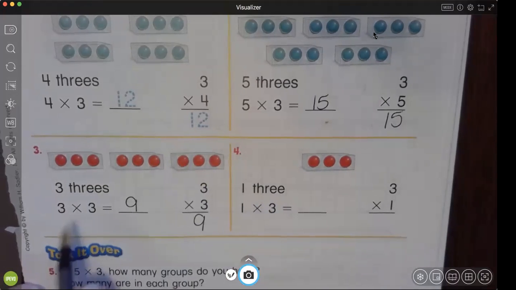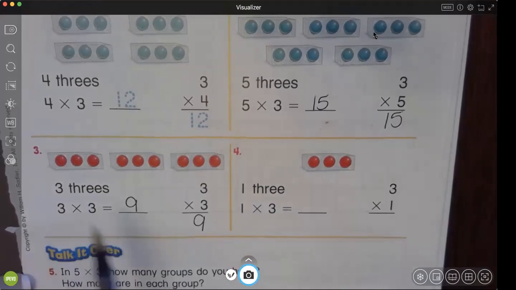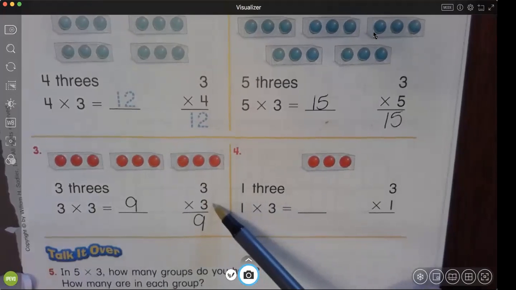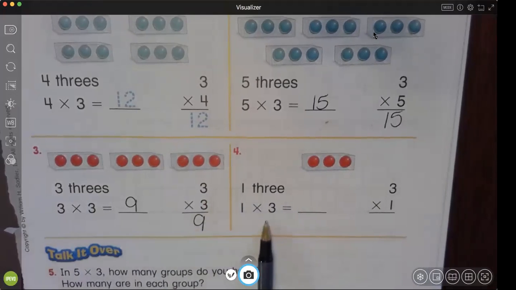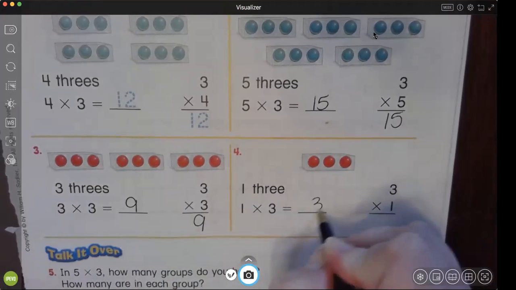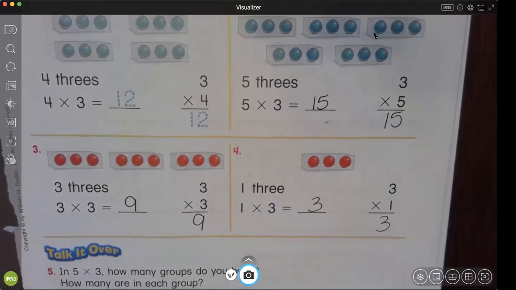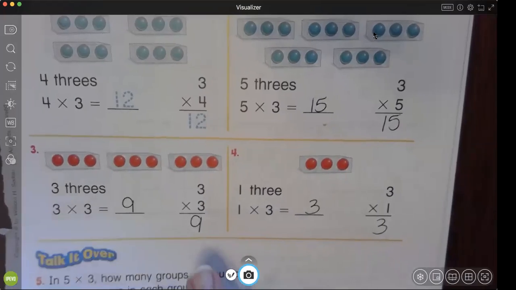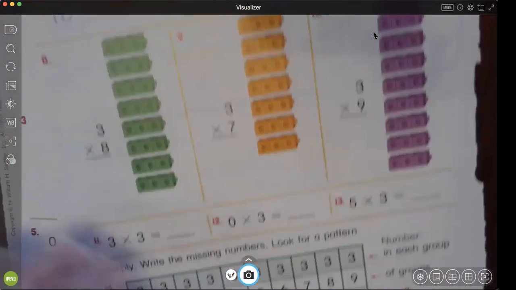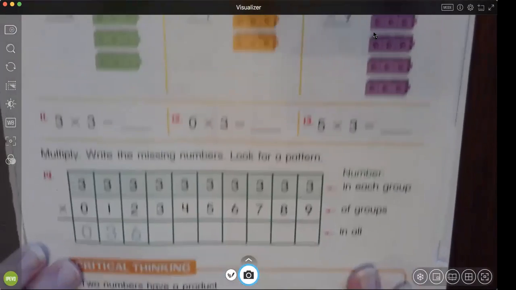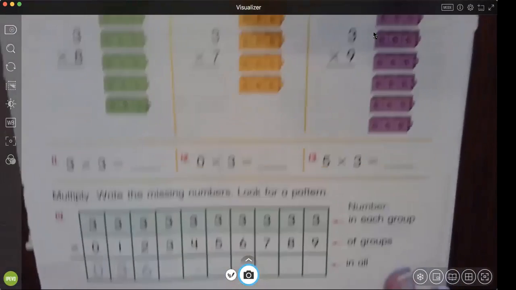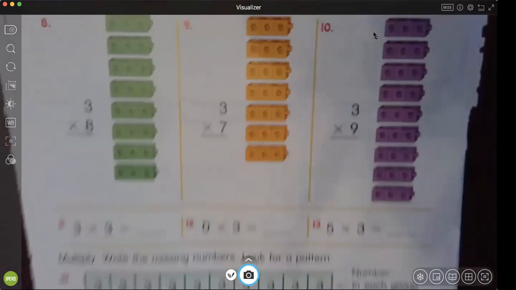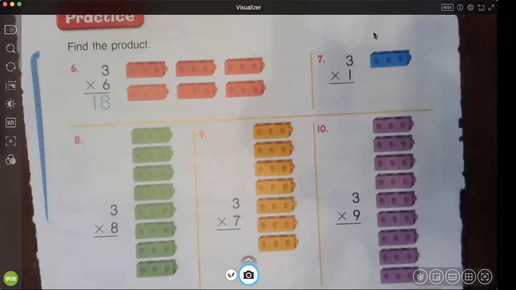So multiplication problems, just like addition and subtraction, can be set up going this way, or they can be set up one on top of the other. Okay? And if you remember from our last lesson, anything times 1 is that number. So 1 times 3 equals 3. That's like saying you have 1 group of 3. Okay? All right. Let's see. Look at the back here. The back is the same idea. It's just set up a little bit differently. Okay? Not as many visuals as the front.